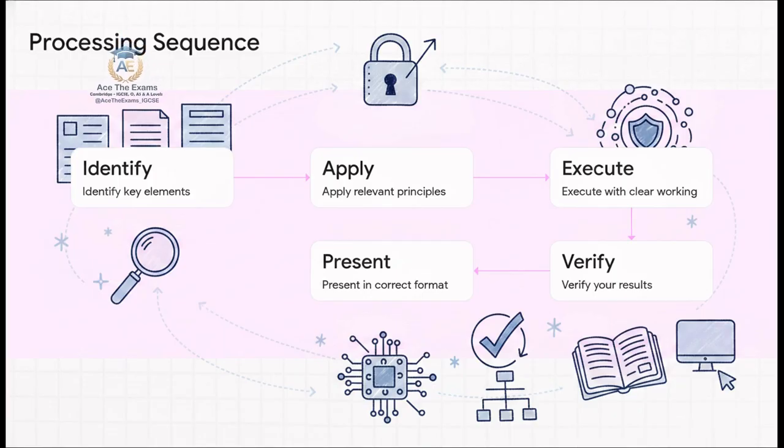Let's see how this builds into a repeatable winning sequence. To guarantee those method marks, systematic processing within Topic 5.1 must follow this standardized sequence. Think of this as the computer science success blueprint. Step 1. Identify the key elements from the provided texts or tables. Step 2. Apply the relevant security principles. Step 3. Execute your analysis with clear working.